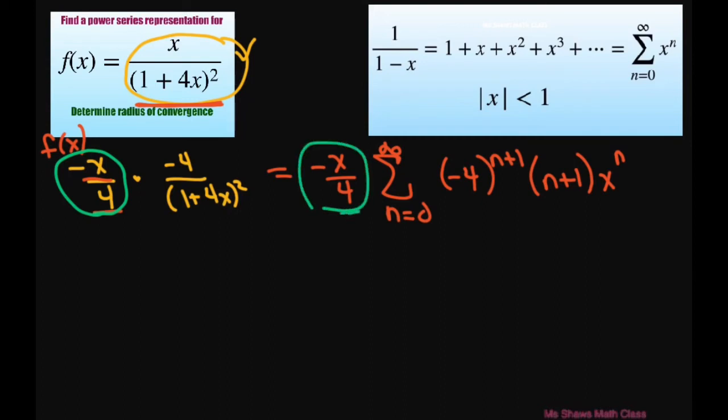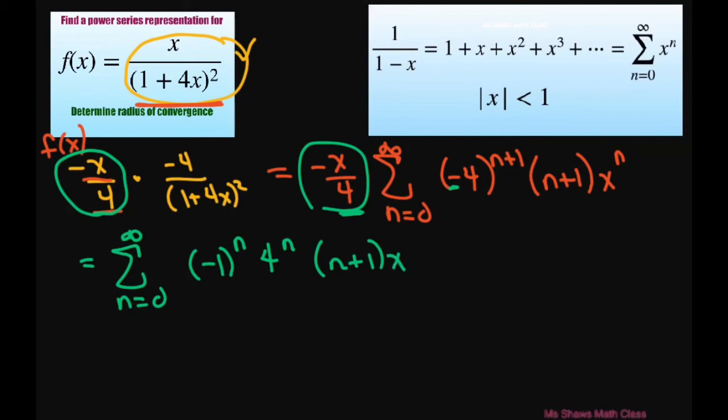But for this, I'm going to have to go ahead and distribute this. So this is going to give you the sum from n equals 0 to infinity. Now I'm going to pull out this negative 1. So it's going to be negative 1 to the nth. And then I'm going to have times 4 to the nth power times n plus 1 times x to the power of n plus 1, because we're multiplying these two x's together, so you have an extra x.